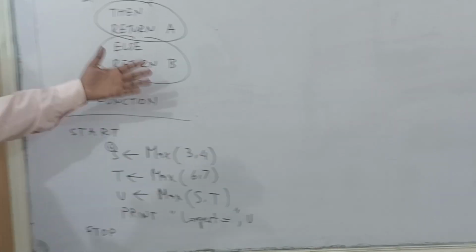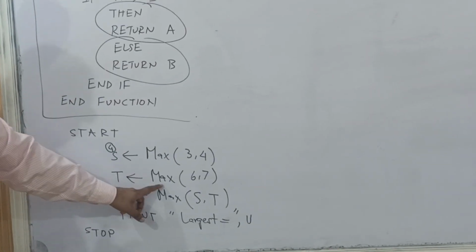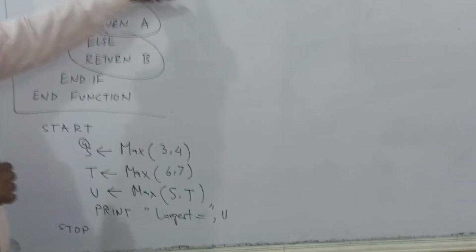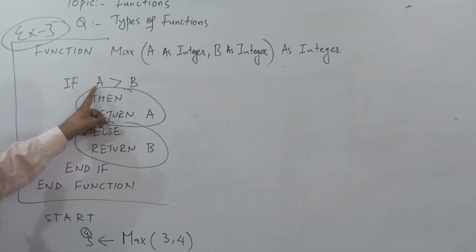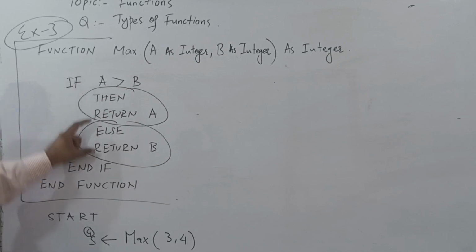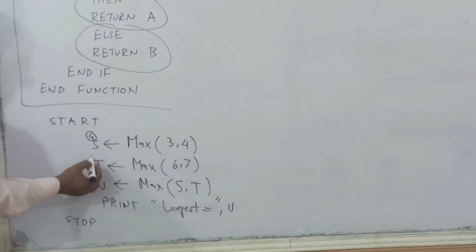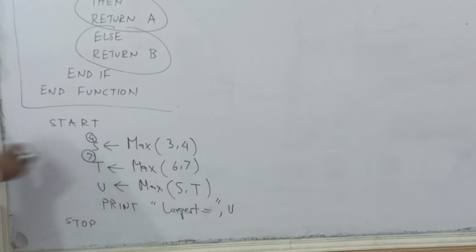I again use this function max with the two values 6 and 7. A becomes 6, B becomes 7. 6 is greater than 7, this is false, it will go into else and it will return 7. So when the 7 comes back, the T will store 7.